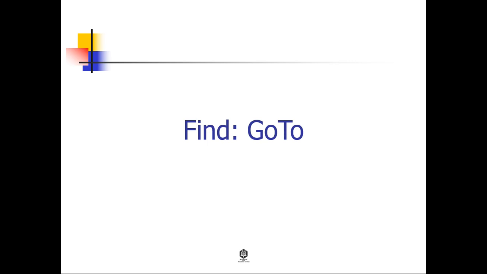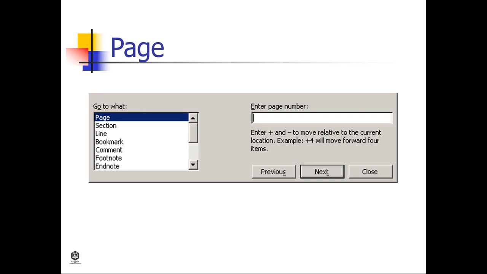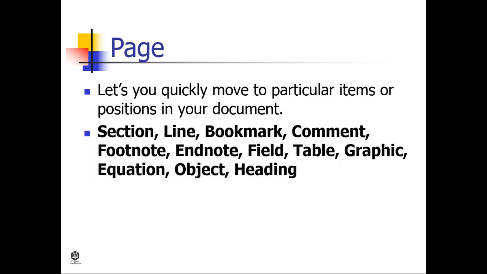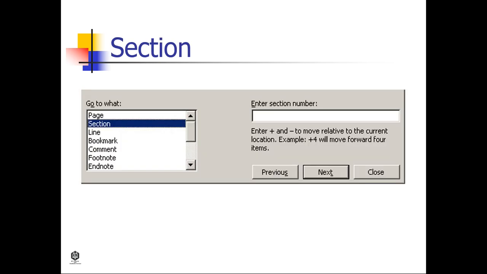Then, let's proceed to the Find in terms of Go-To. Here is the Page tab for Go-To, wherein let's quickly move to particular items or positions in your document. Examples are section, line, bookmark, comment, footnote, endnote, field, table, graphic, equation, object, and heading.